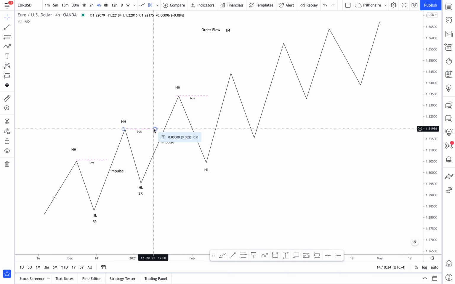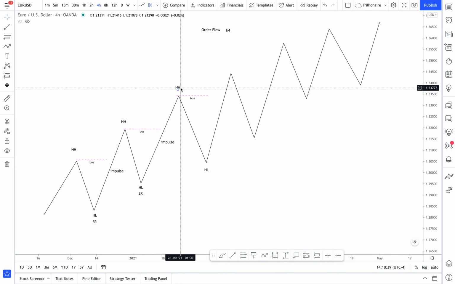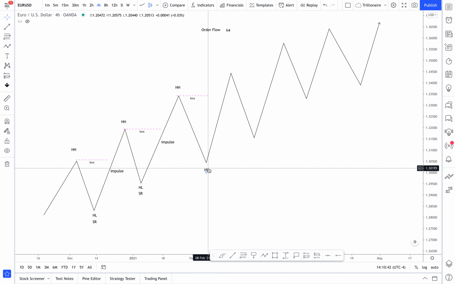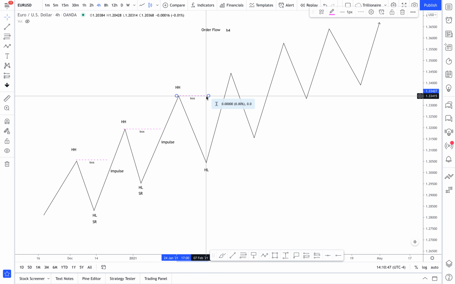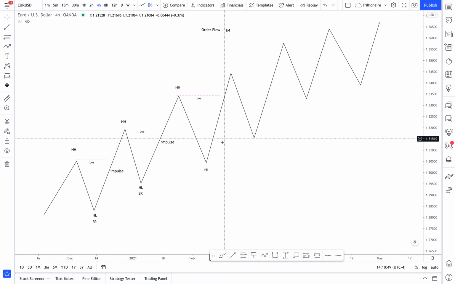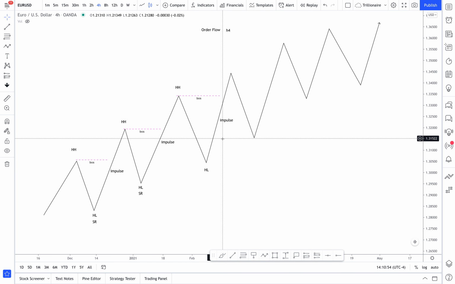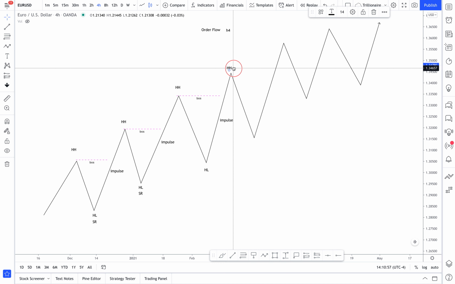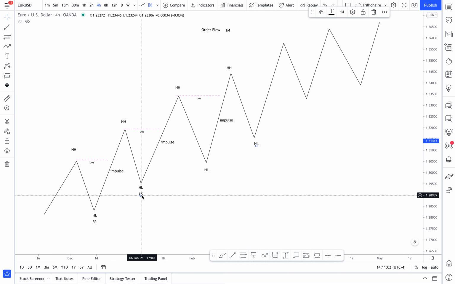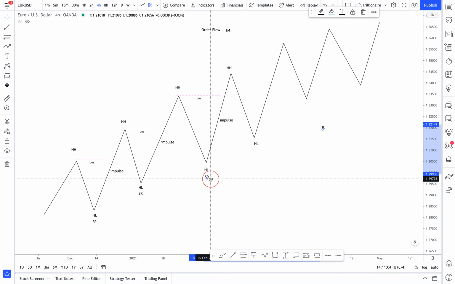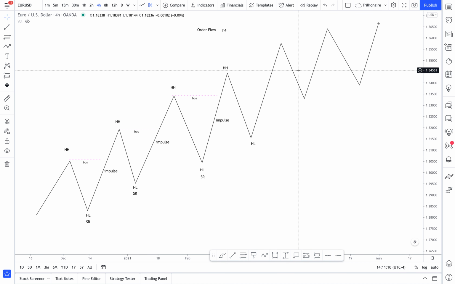You have a break of structure, right? Price creates a new higher high. We have a retrace. Price creates a possible higher low, right? We have an impulse that breaks structure. The impulse creates a new higher high. And then fantastic, this becomes our successful retrace. Okay? So this is bullish order flow.